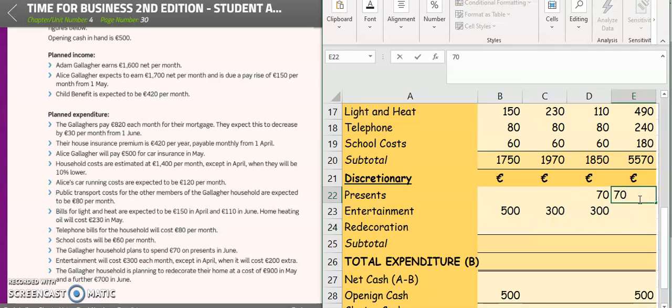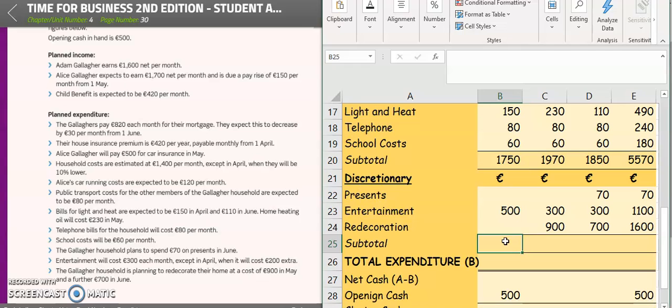So remember to put your totals in as well. So that gives 1,100. And then redecoration. The redecoration will cost us 900 in May and a further 700 in June. So 900 in May and then 700 in June. Then we're going to add these up, 900 plus 700.